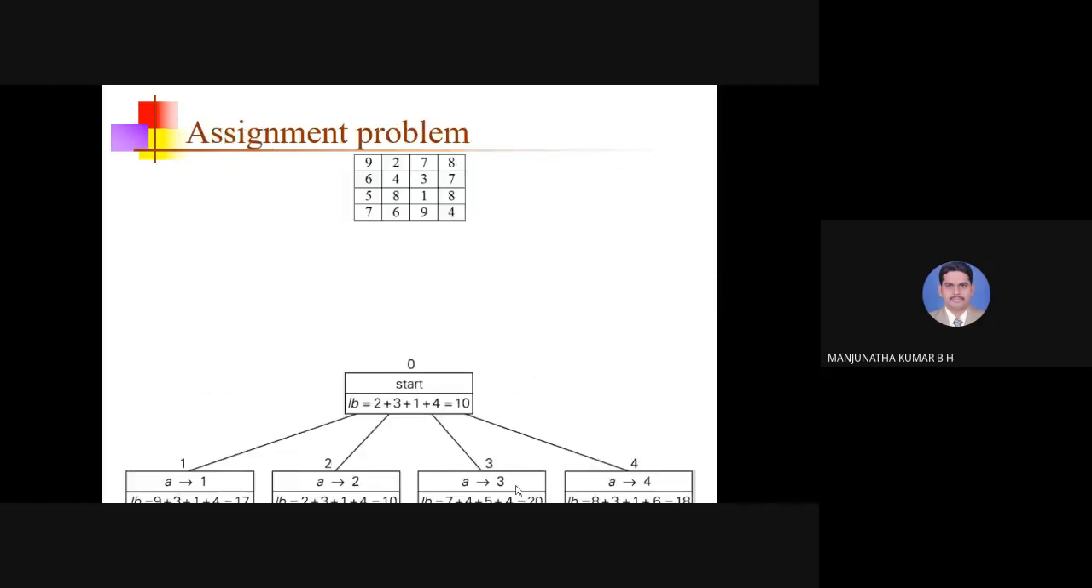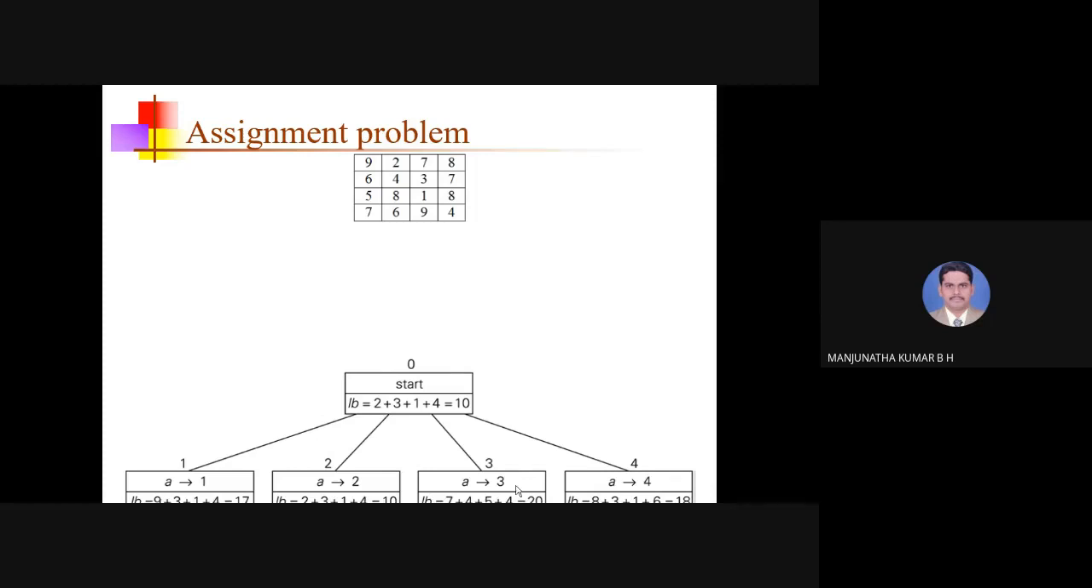Now you can observe the cost matrix: 9 2 7 8, 6 4 3 7, 5 2 1 8, 7 6 9 4 is the cost matrix. So as I told you, to calculate the lower bound value, I am going to take the smallest number in every row. In the first row, the smallest number is 2. I have taken. Second row 3, third row 1, and fourth row it is 4.